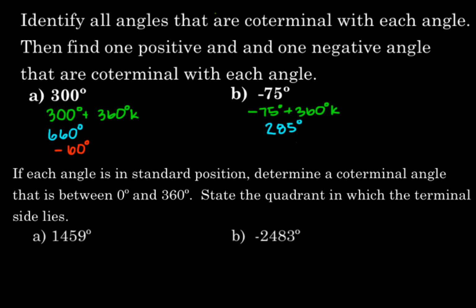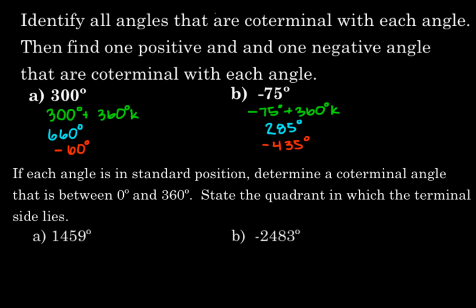And then for my negative amount, once again, k is going to be negative 1, so I'll multiply 360 by negative 1, and then add that to negative 75, and the negative amount will be negative 435 degrees.